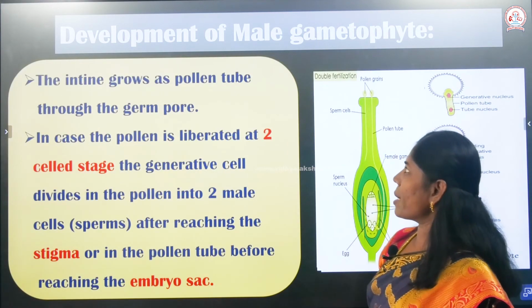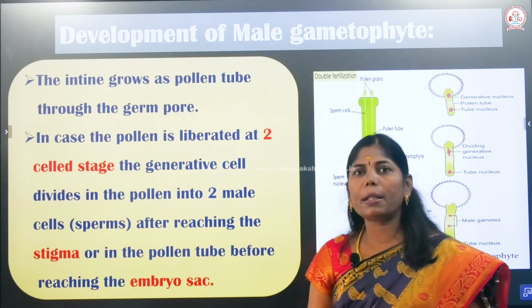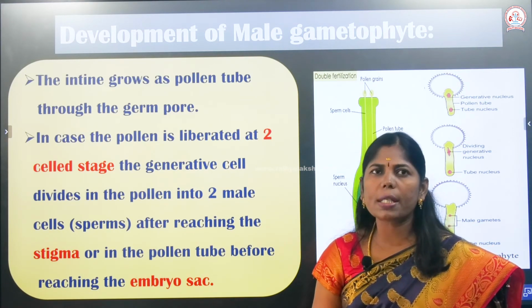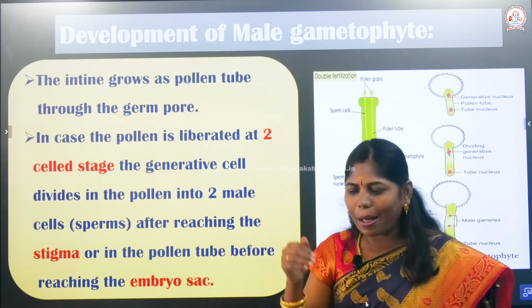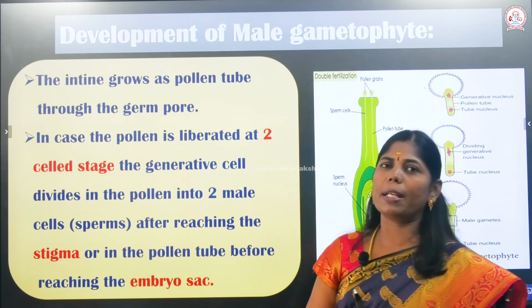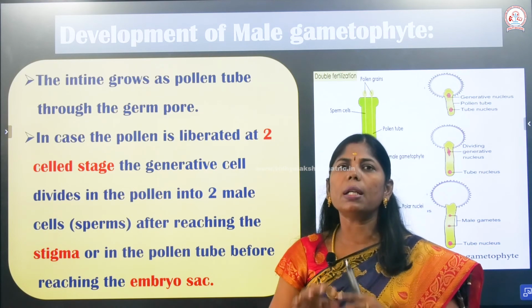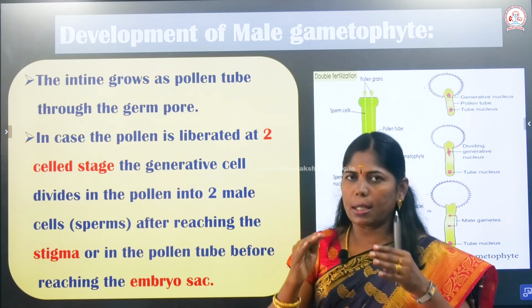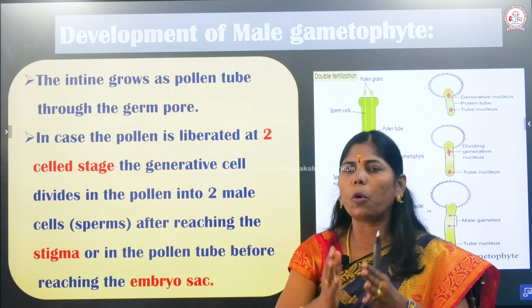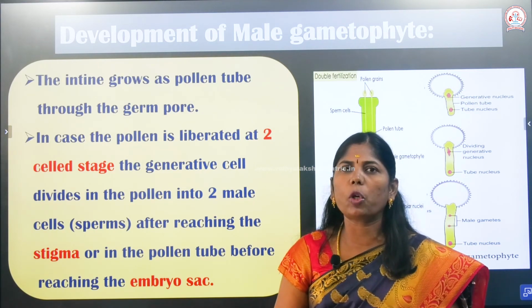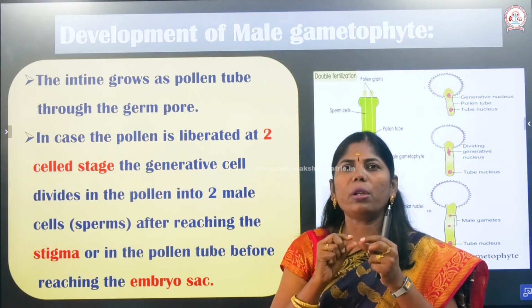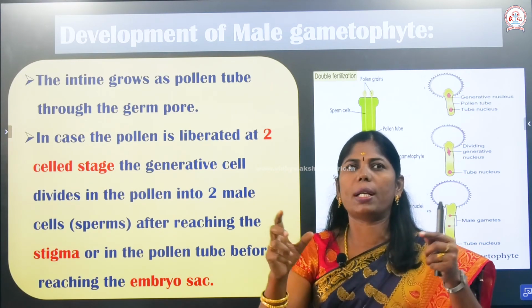The intine grows as the pollen tube. We know very well which part of the pollen grain grows as a pollen tube: the intine. It has to emerge through the germ pore. Where is the germ pore? The germ pore is in the outer layer, the sporopollenin. Actually, the germ pore is present at the thin site, where the sporopollenin is absent. Where sporopollenin is present, there will be no germ pore. They don't have thin-walled cells; it will be thick-walled there.